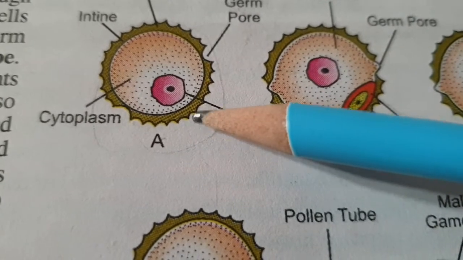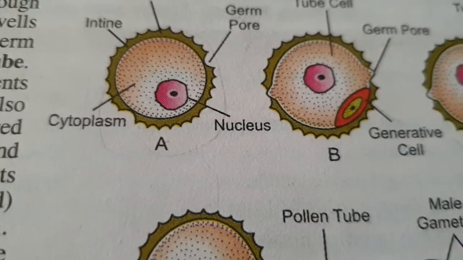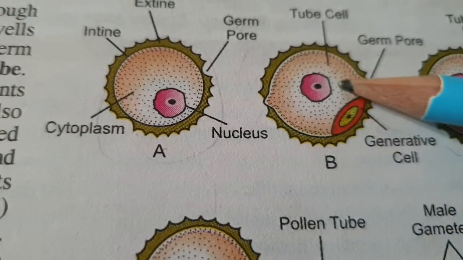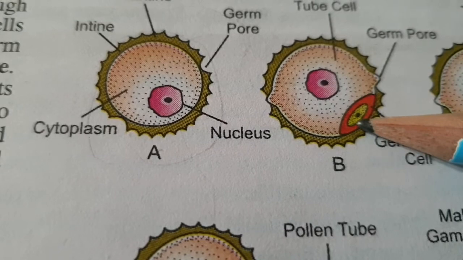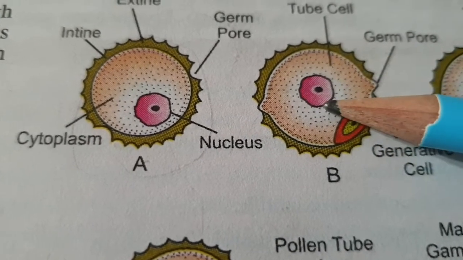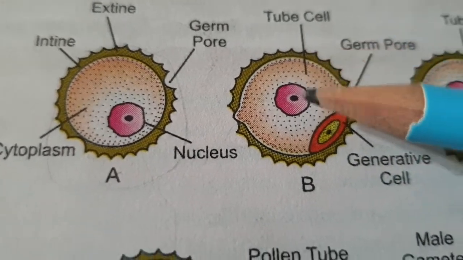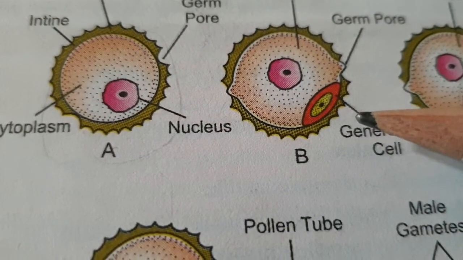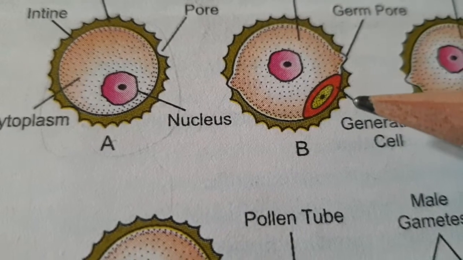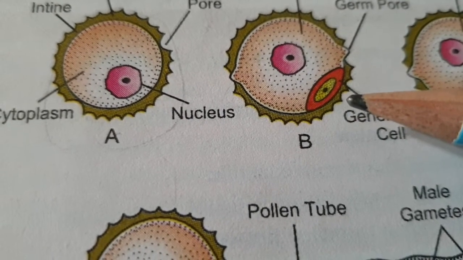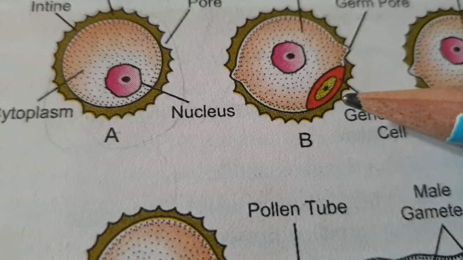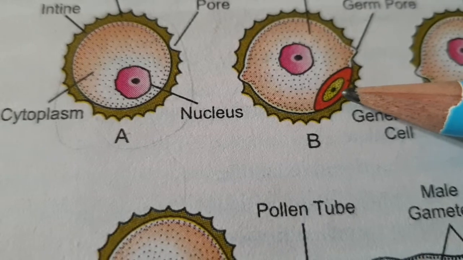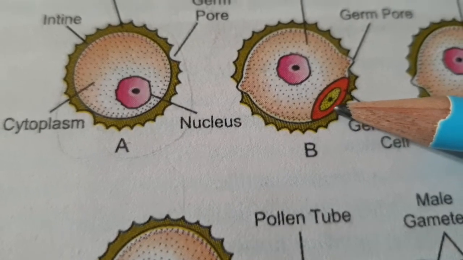This pollen grain, first of all, the cell divides, the nucleus divides, and it forms two unequal sized cells. The larger one is known as the tube cell or the vegetative cell, and the smaller one is known as the generative cell. The generative cell is normally spindle shaped. This helps in further division and development. That's why its shape is spindle shaped, and the larger one is the vegetative cell or the tube cell.